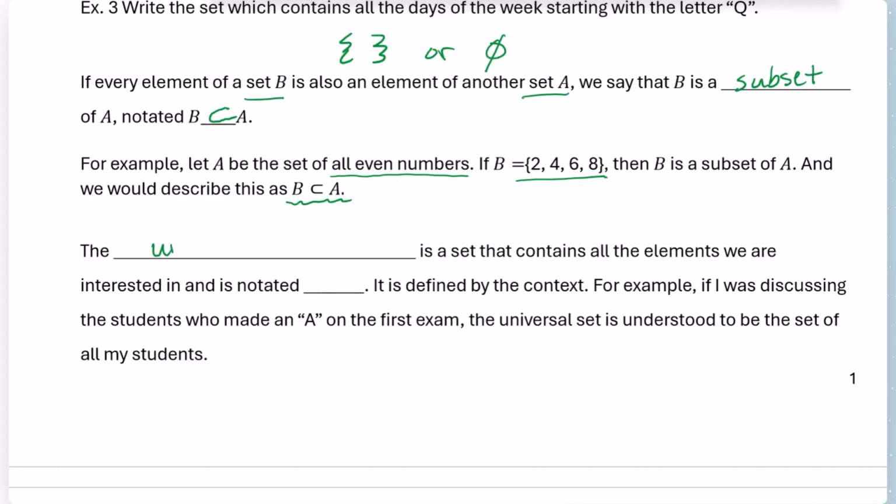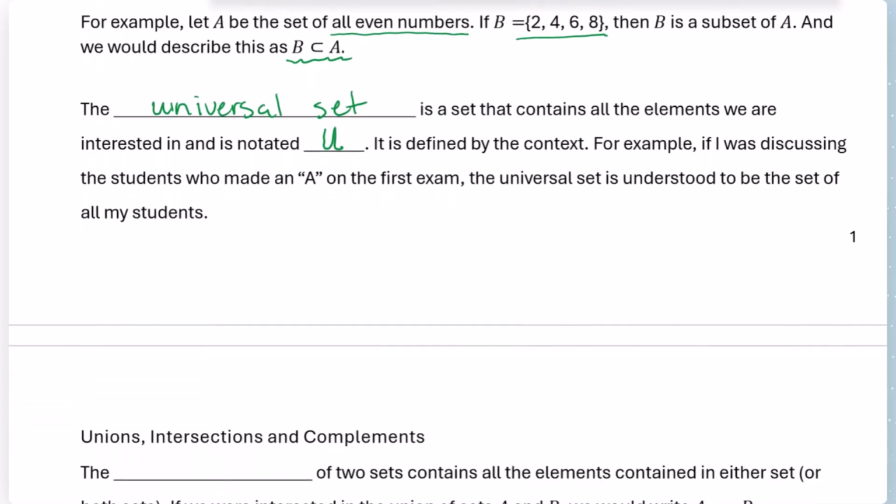Next, we're going to consider the universal set. The universal set is a set that contains all the elements that we are interested in and is notated with a capital U for universal set. It is defined by the context of the problem we're working on. For example, if I'm discussing students who made an A on the first exam, then the universal set would be understood or implied to be the set of my students that we're looking at as we go into the problem. Again, we'll get some more examples of universal sets as we work some more problems.